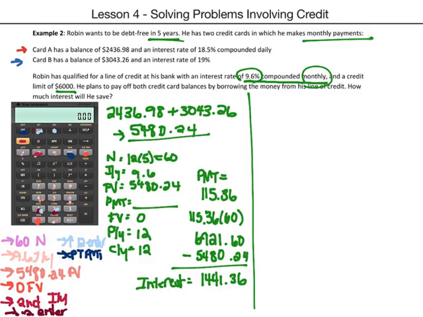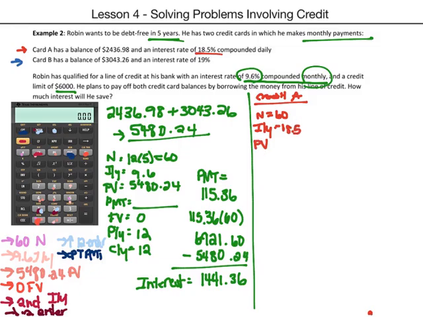Now we're going to do how much he would save if he would have done credit card A and credit card B separately. So let's do credit card A first. For credit card A, he's still making 60 payments. His interest rate on this credit card is 18.5.